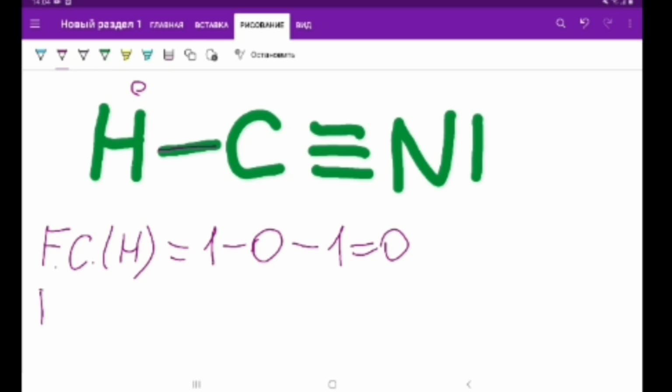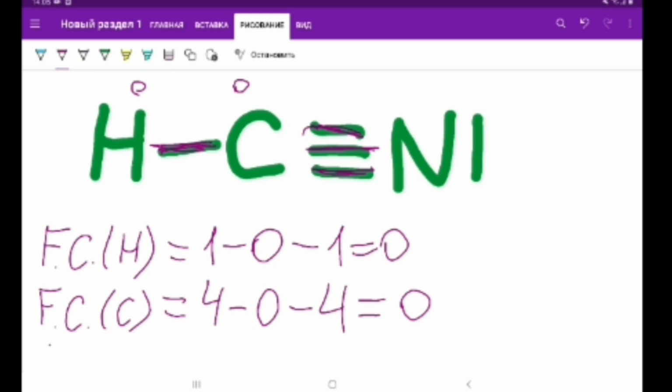Let's calculate formal charge for carbon. Number of valence electrons of carbon is 4. We take it from the number of the group where the element is situated. Carbon is situated in the fourth group of the periodic table. So it has 4 valence electrons. Let's now take minus number of free electrons. We see that around carbon we don't have free electrons. Minus number of bonds. We have 1, 2, 3, and 4. So it is 0.